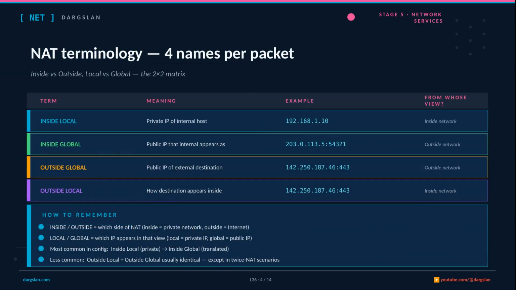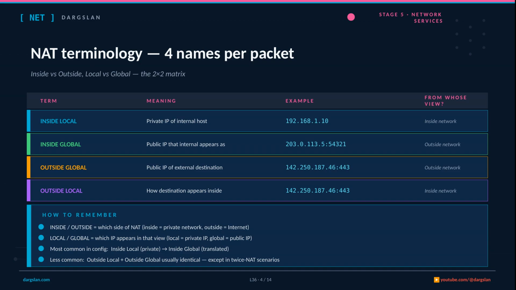Before we go any further, we need to untangle Cisco's NAT vocabulary, because a single packet actually carries 4 different names, depending on who's looking at it. Break it down on 2 axes. Inside versus outside tells you which side of the NAT boundary the host lives on, and local versus global tells you which IP you'd see from that vantage point. Private on the local side, public on the global side.